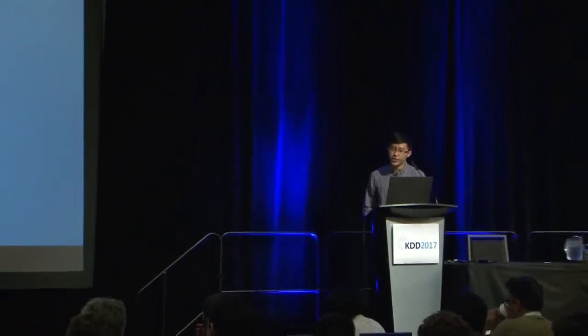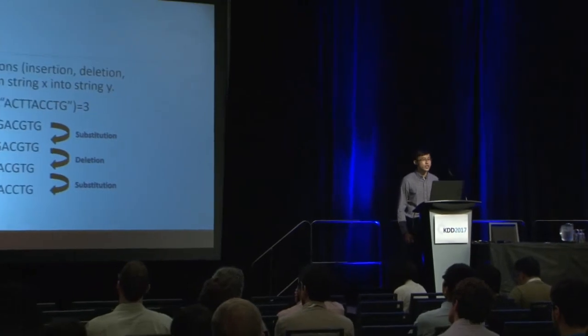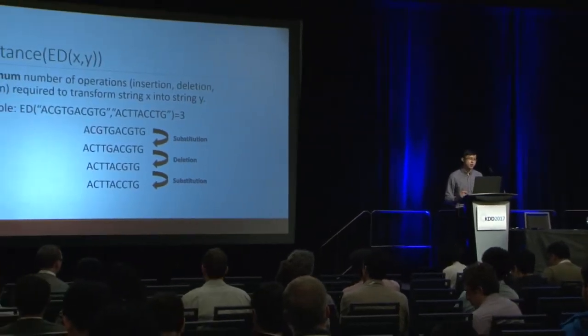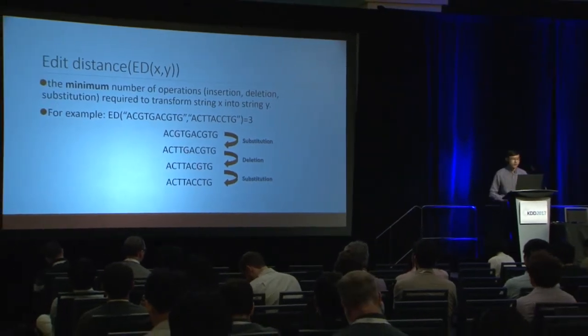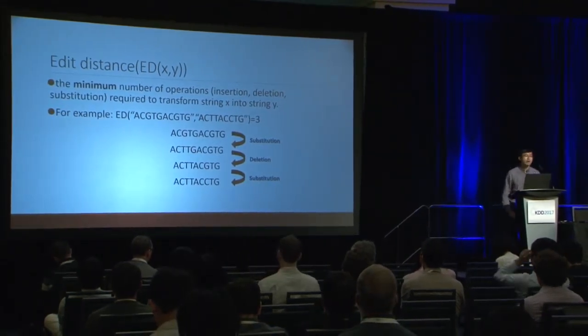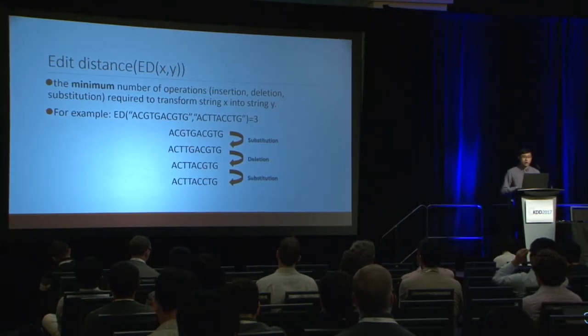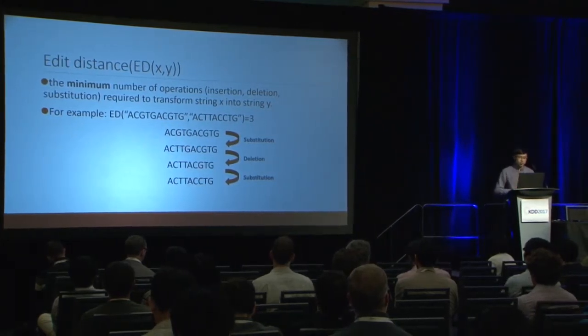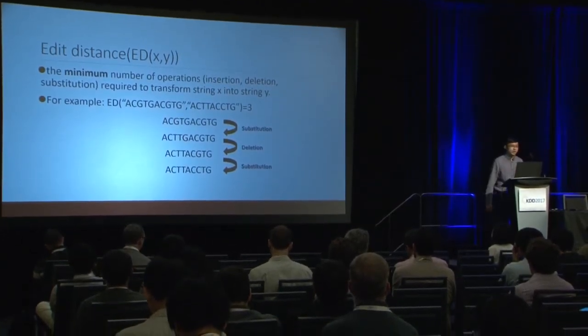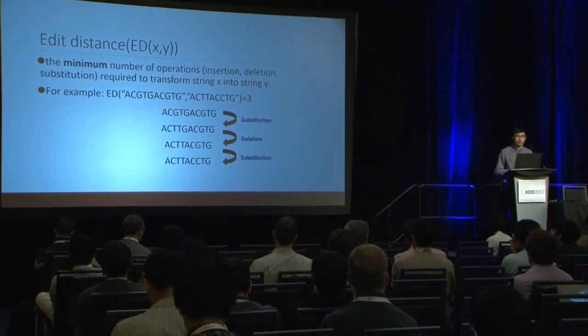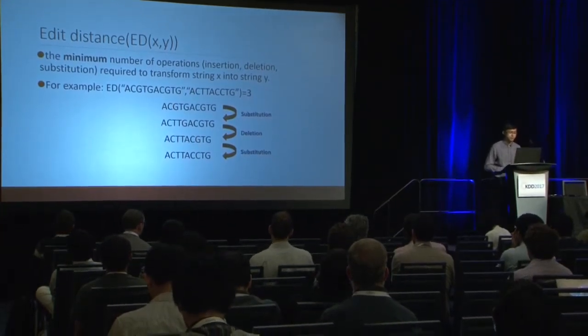So let's see what is the edit distance. Consider two strings, x and y. The minimum number of operations, including insertion, deletion, and substitution, required to transfer string x into string y is their edit distance. Let's consider the following example. We have two strings. In order to transfer the first one to the second one, we need to do a substitution, a deletion, and again a substitution. Thus, the number of edits is equal to 3, which is also the edit distance between them.